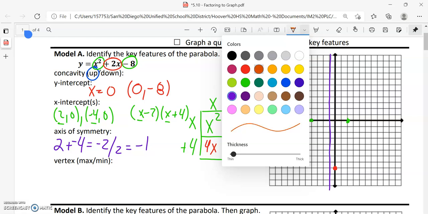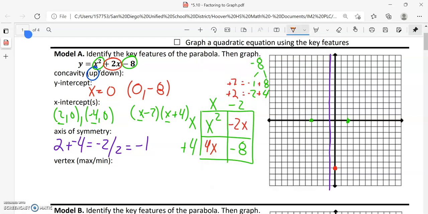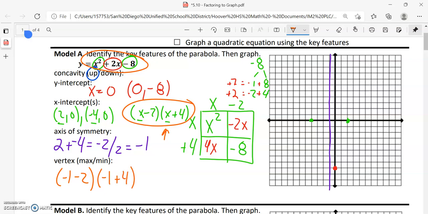And finally, we're going to plug that into our equation. We can pick either this equation or our original equation. I'm going to pick our factored equation because I think it's going to be easier. So -1 minus 2, -1 plus 4. -1 minus 2 is -3. And -1 plus 4 is +3, which -3 times +3 equals -9.